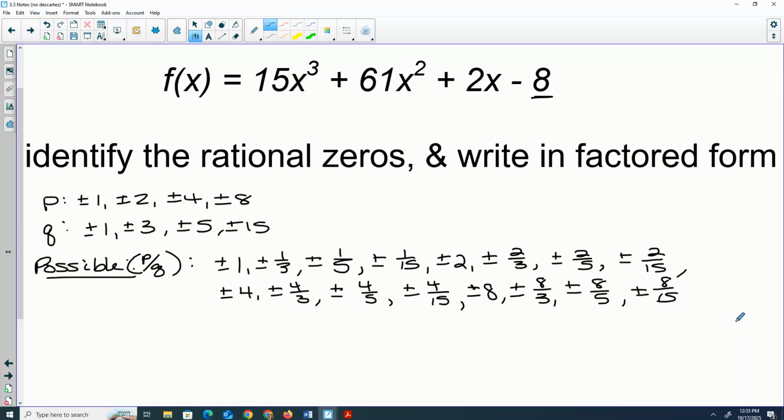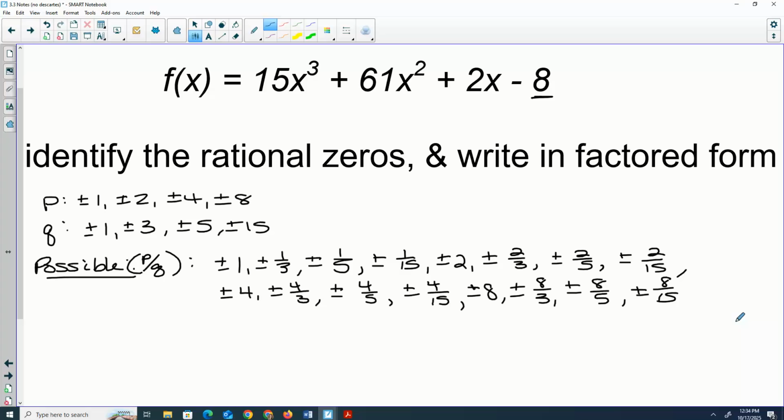Now, I did this one intentionally to show you how long that list of possible zeros can really get. Most of the time I'm going to give you pretty nice numbers so that the list isn't very long, but I want you to realize it can be long. If you have numbers that have quite a few factors, that list can get pretty lengthy. Now, what do I do once I have everything that might work? Find one that does work. How do we know if it does work? Plug it in, equals 0.